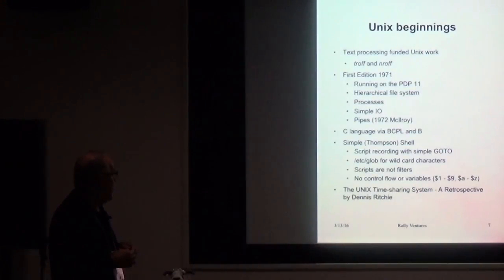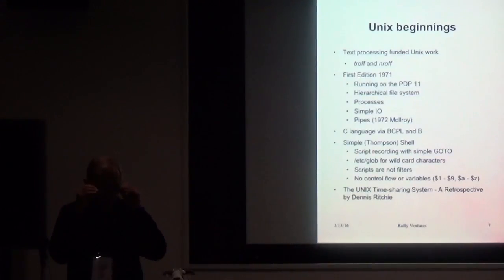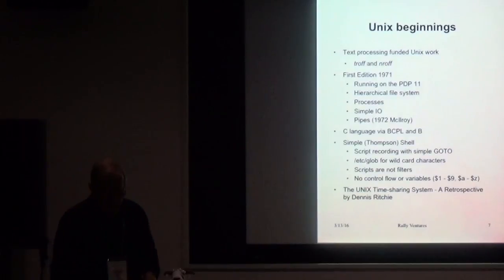The shell that was in the original Unix that I'm talking about here, which was the first five years of the 70s, was a simple shell. It simply was a recording of what you would type at the terminal. So it would record it, and it would then execute what you recorded. So you couldn't use scripts as filters because if you think about it, the standard input would be the thing that you're reading. And it didn't have much in the way of control flow, so it was very simple.